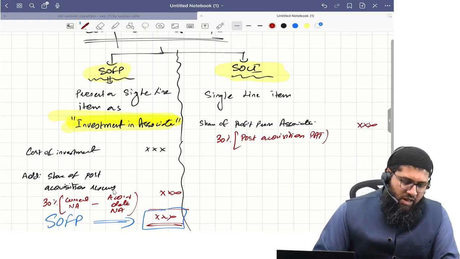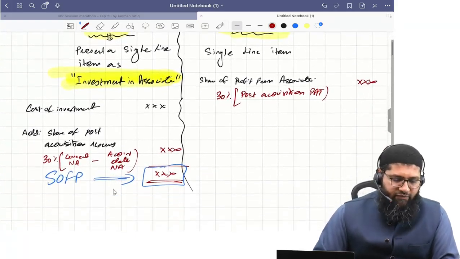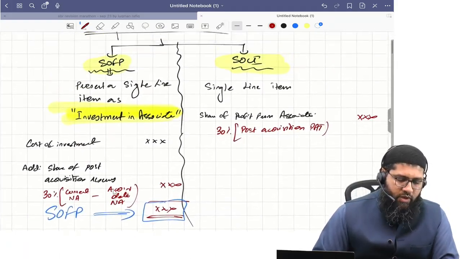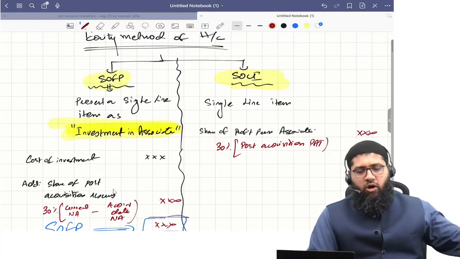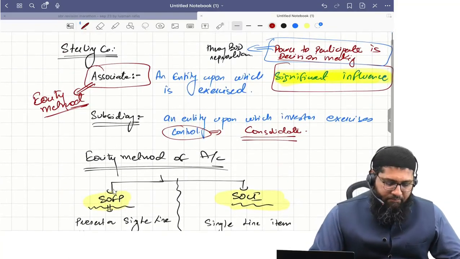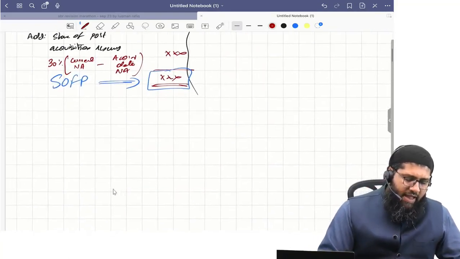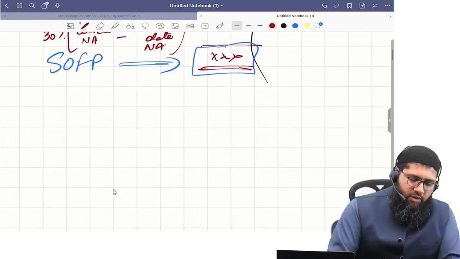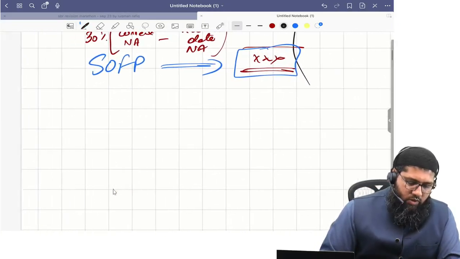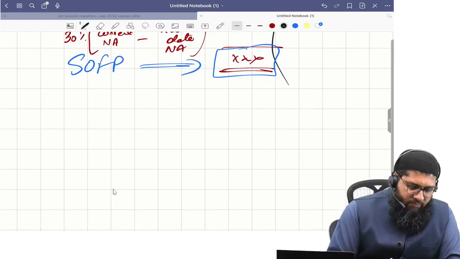Now let's move a bit forward and talk a bit further. The next situation that I want to discuss before I go on to talk about the Sterling company is the situation of step acquisition.